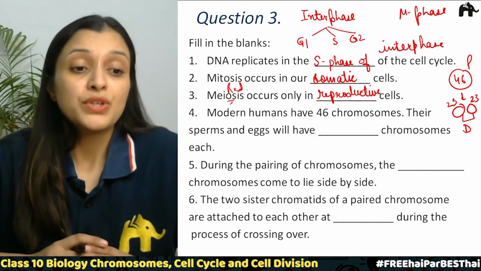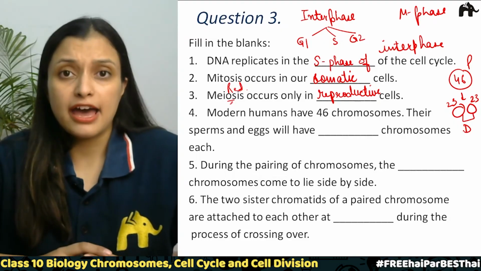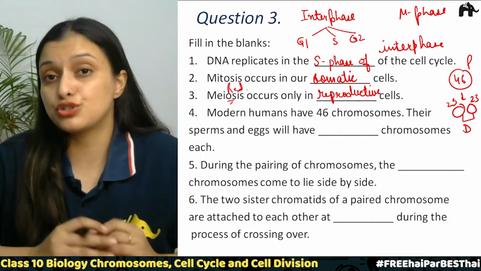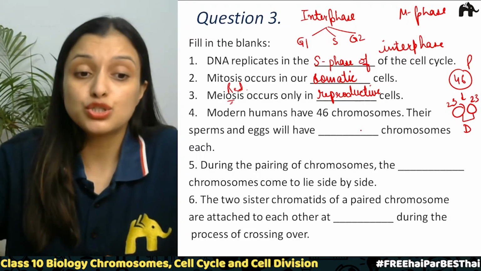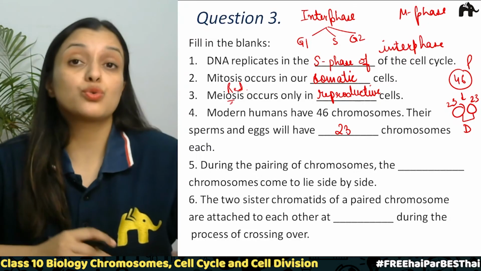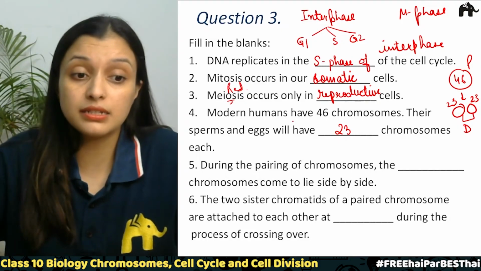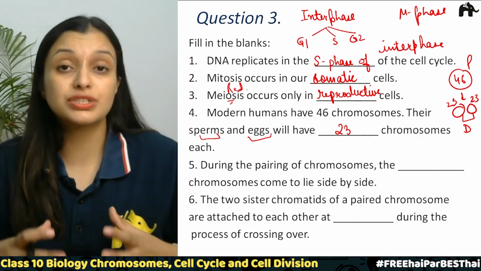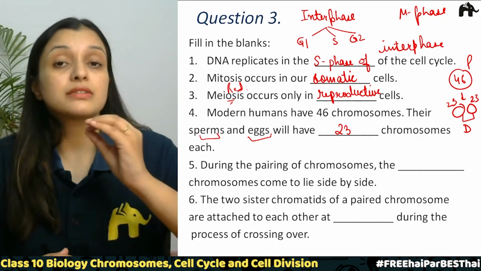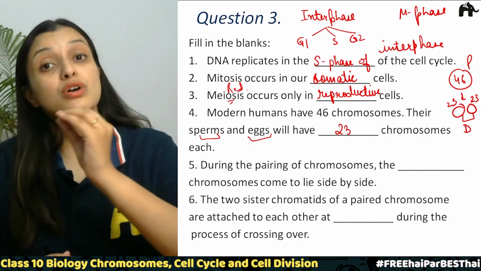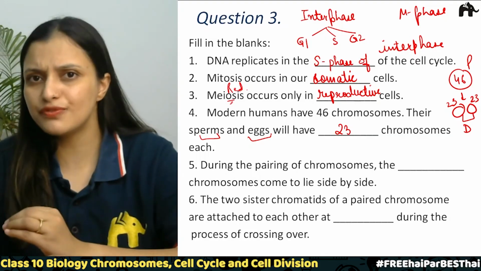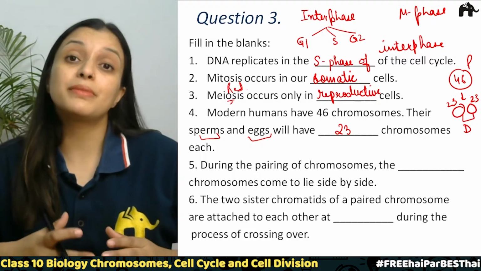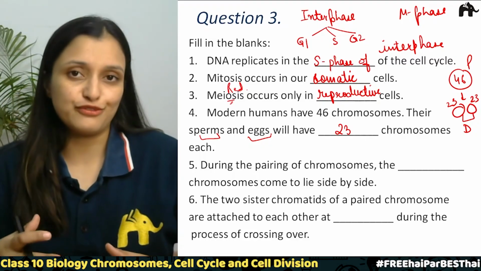Now fourth, modern humans have 46 chromosomes. Their sperm and eggs will have dash chromosomes each. How many? 23 chromosomes each. Why? Because when these sperm and eggs are being produced, at that time there is a cell division called meiosis, and meiosis is a reductional division, as we discussed in the previous question. So the chromosome number is reduced to half.